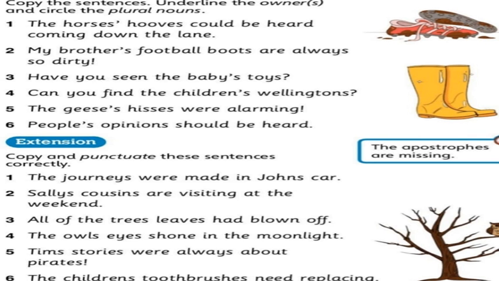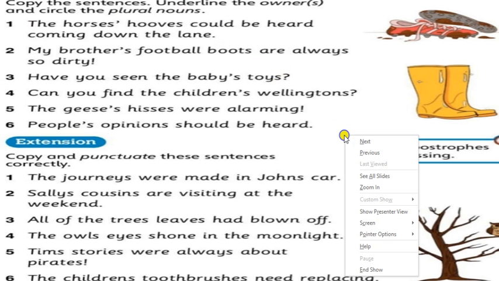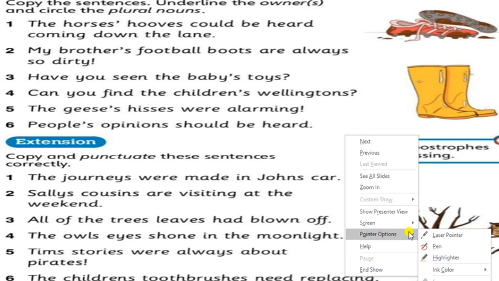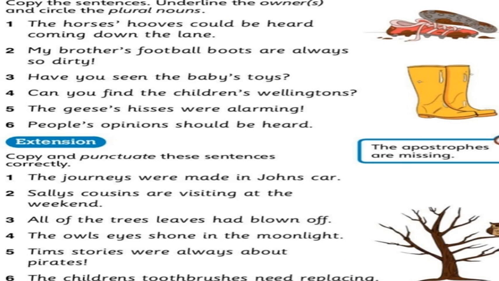Thank you very much. Now this is page 57 of the same unit 26 of the Nelson Grammar book. And here we have the practice exercise. Copy the sentences, underline the owner, and circle the plural noun. So let's do it together. Sentence number 1. The horse's hooves could be heard coming down the lane. So let's underline the owner and circle the plural noun.